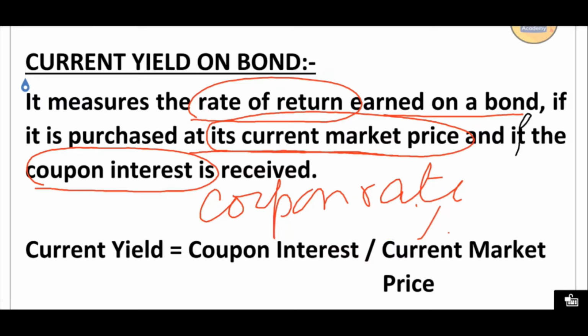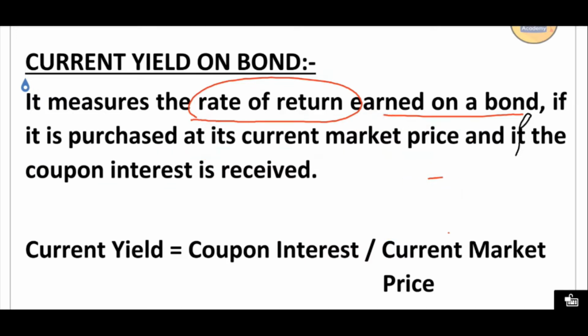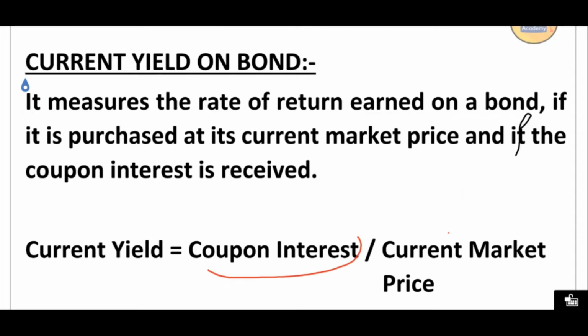So let us see what the current yield is. Current yield is always related to the current market price, that means the coupon interest divided by the current market price, just divide it. You will get the current yield. If you convert into percentage, you get the percentage also. So let us see one example here. We'll see the example, then it will be very clear.